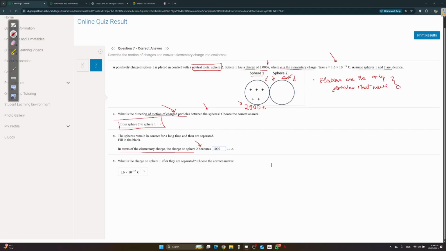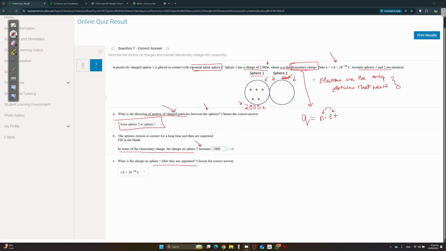Okay, so you got the 1000 part. Now here, what is the charge on sphere 1 after they are separated? Here this is the charge in terms of E. What is this called? The E, what does it stand for? Elementary charge. You need to know that charge Q comes from multiplying the number of electrons by the charge of one electron. Does that make sense?